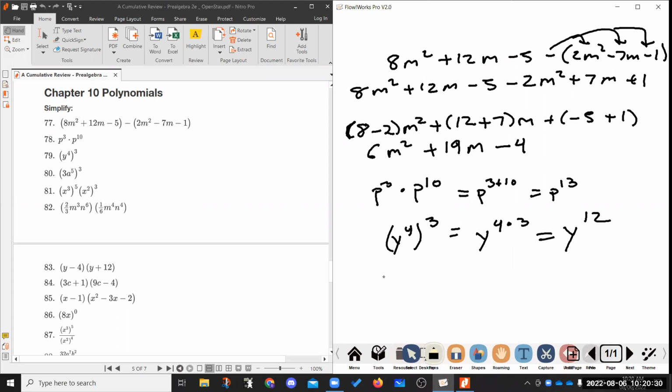Same idea going on with the next one, only we've got a numerical coefficient inside as well. So we're going to have to raise 3 to the third, and a to the fifth gets raised to the third. So we're going to multiply that exponent times 3. 3 to the third is something we can simplify, though, it's 27, and we will. That's going to be a to the 15th.